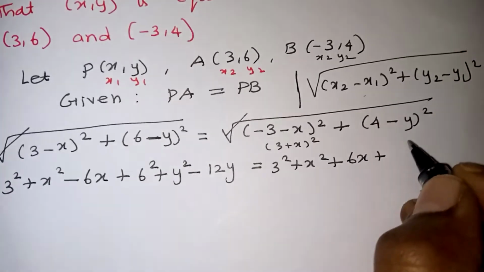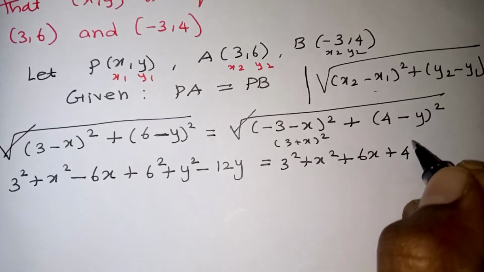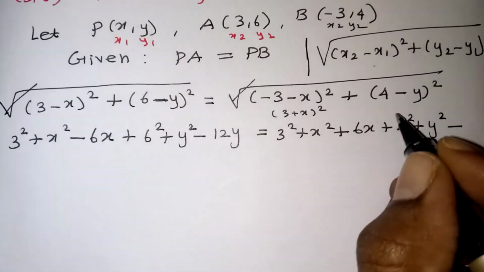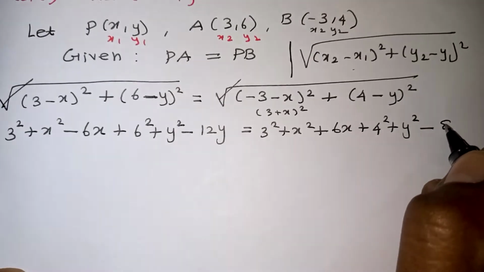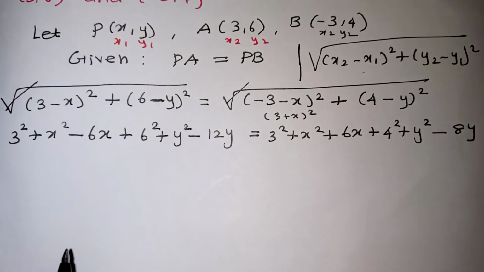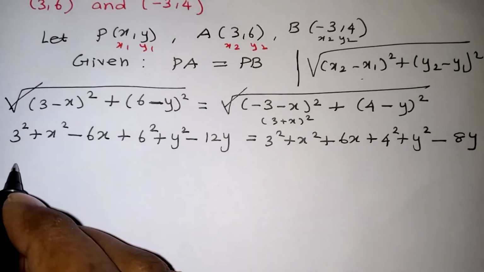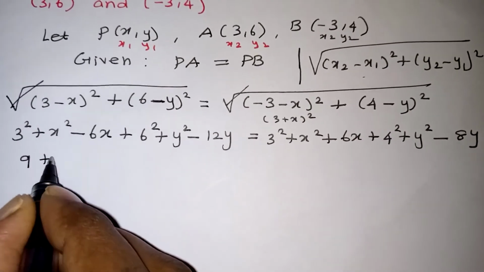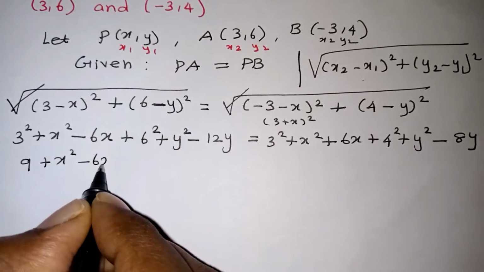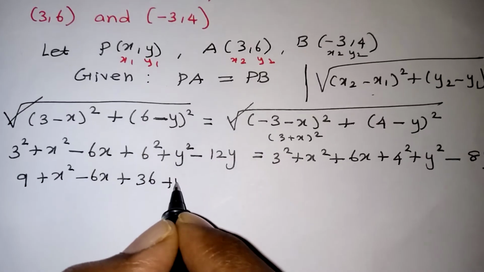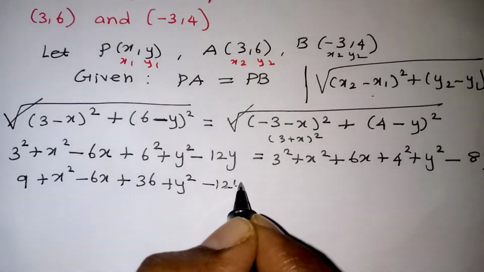(a - b) the whole squared: first a squared plus b squared minus 2ab. Minus 2 4s are 8, 8 into y, 8y. Like this we have to write. Now just a simplification. 3 squared value 9 plus x squared minus 6x plus 6 squared value 36 plus y squared minus 12y we are getting.